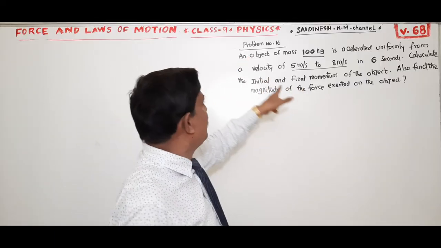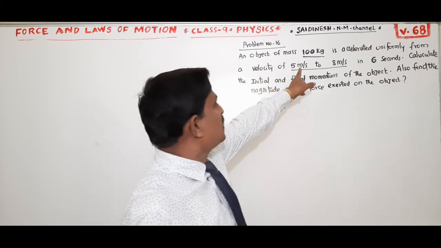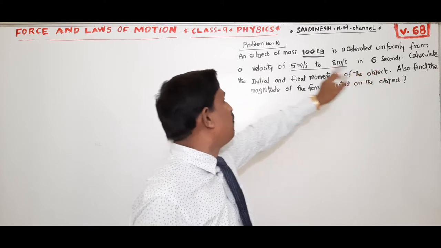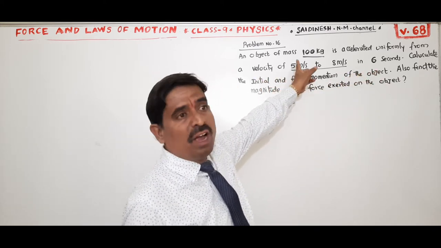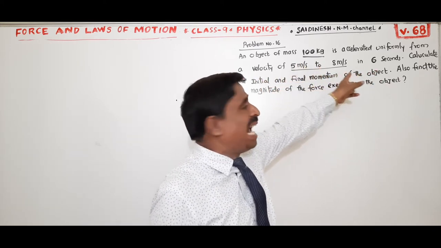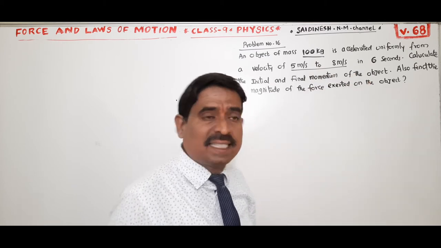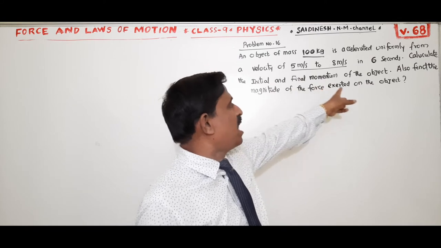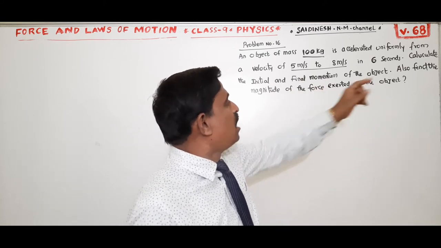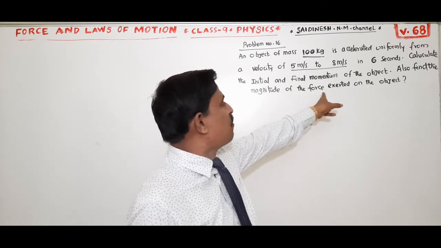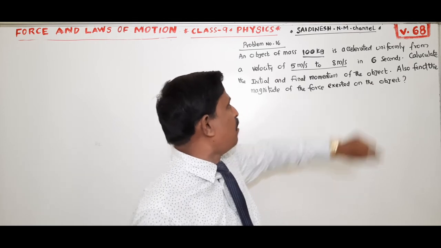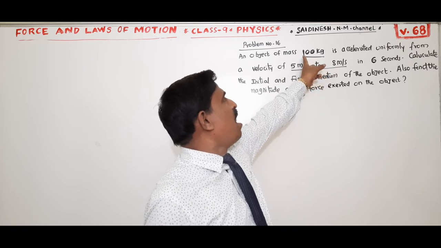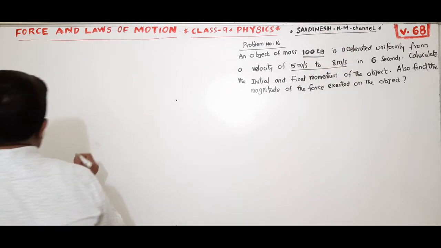Number 16. An object of mass 100 kg is accelerated uniformly from a velocity of 5 meter per second to 8 meter per second in 6 seconds. Calculate the initial and final momentum of the object. Also find the magnitude of the force exerted on the object. Object of mass 100 kg.